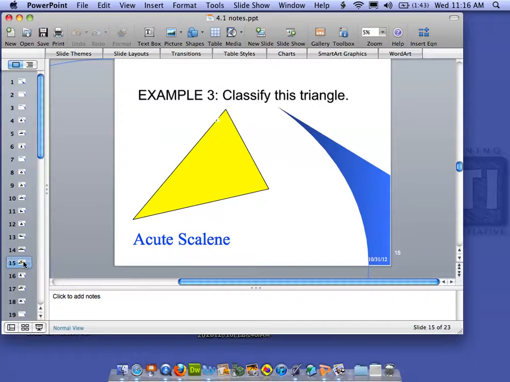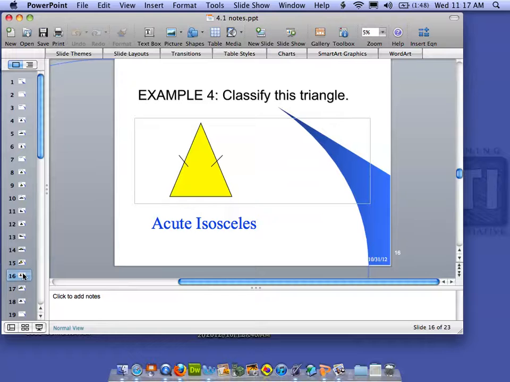Example number 3. All the angles are acute. They're all less than 90. No sides are the same length. That's an acute scalene triangle. On example number 4, you have all angles less than 90, so it's acute, and two sides have the same measure, so that's isosceles.